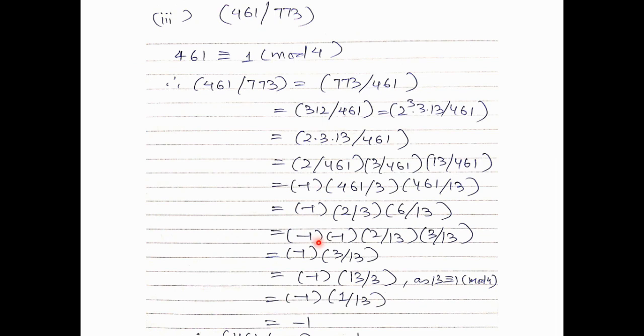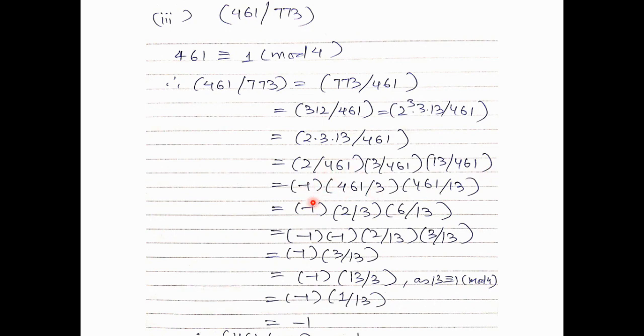And then this is 461 upon 773. So 461 is congruent to 1 modulo 4. Therefore 461 upon 773 will be opposite, 773 upon 461, and this is congruent to 312 upon 461, and 312 can be written as 2 cube into 3 into 13. So this is equal to 2 into 3 into 13, because 2 square can be deleted. So this is 2 upon 461 into 3 upon 461 into 13 upon 461.